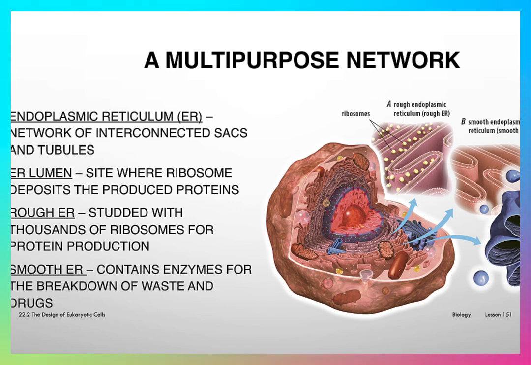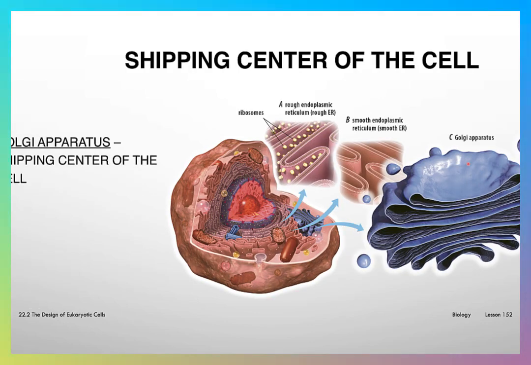And then there's the smooth endoplasmic reticulum, which is these areas where there is no yellow dots or no ribosomes. And the enzymes here, the purpose is to break down waste products and any drugs that happen to be introduced. So you have rough ER, which has the ribosomes embedded in the membrane, and then you have smooth ER over here where there are no ribosomes. Now, the ER, or endoplasmic reticulum, is then connected to what looks like a stack of pancakes, which is enlarged here. This is called the Golgi apparatus.